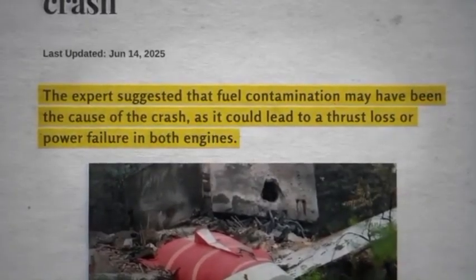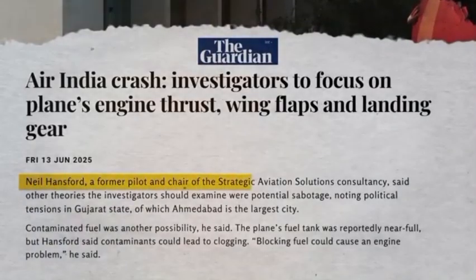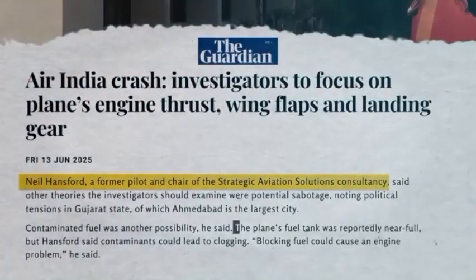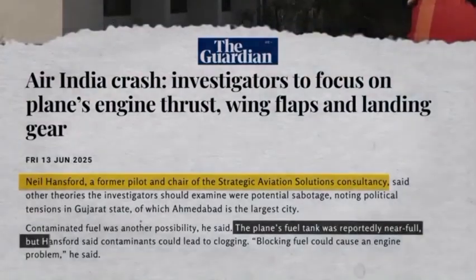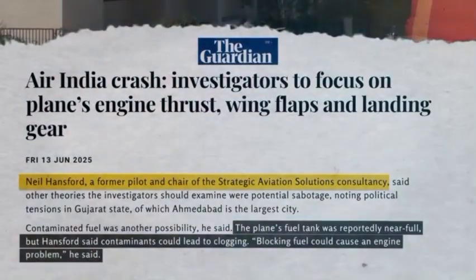According to them, due to fuel contamination, either less thrust was generated, which prevented the plane from flying up, or, because of this, both the engines failed. The chairperson of the Strategic Aviation Solutions Consultancy, Neil Hansford, also said the same thing to The Guardian, that although the fuel tank was full, the fuel contaminant can cause clogging, and the engine can have problems due to leakage.